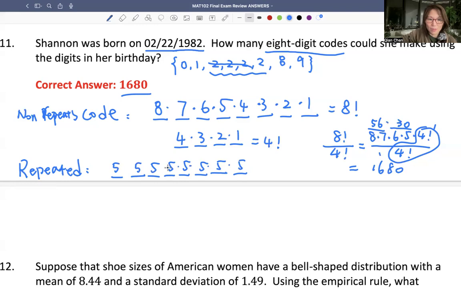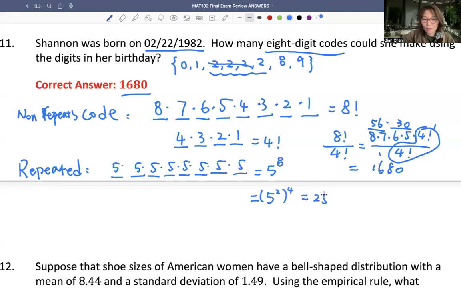So by the counting principle again, I can multiply these. So I get 5 raised to the 8. Well, 5 to the 8 will be a much larger number than 1,680. So let's do that. 5 raised to the 8, I can simplify. I don't want to press 5 like 8 times. So what I could do is think of 5 squared, then raised to the 4.